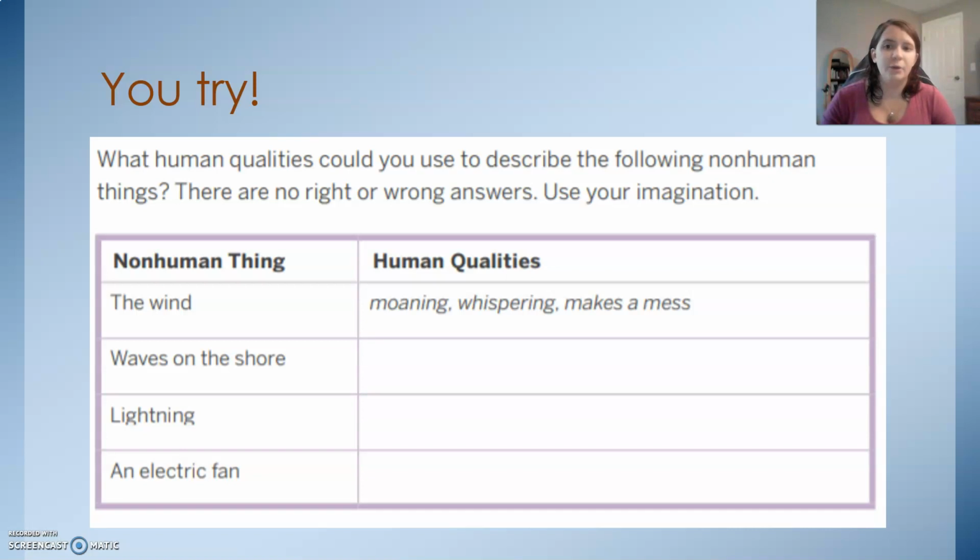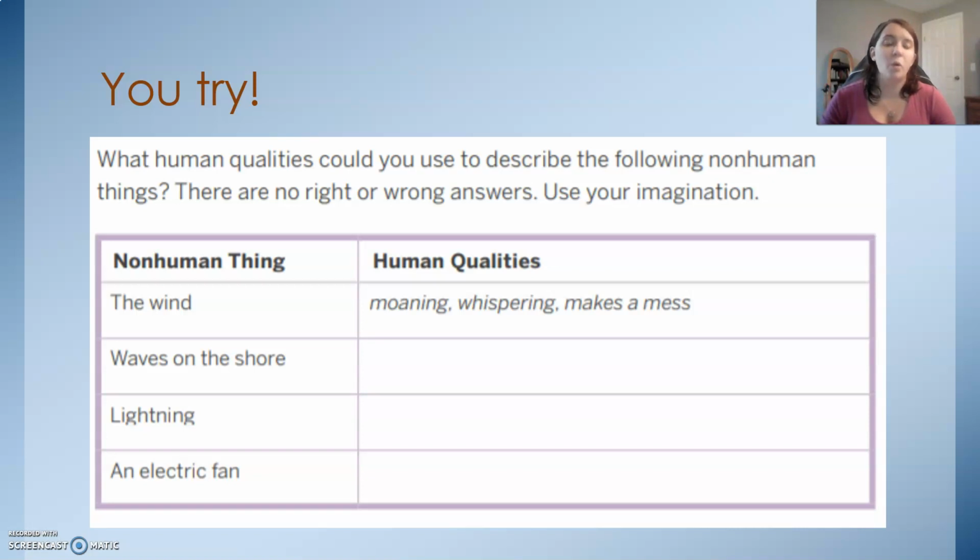They gave you a non-human object, and you're going to give it the human qualities it could have. So for the wind, they said it could be moaning, it could be whispering, it could make a mess, it could be whistling in my ear, things like that. Then you're going to fill it out for the rest of them.